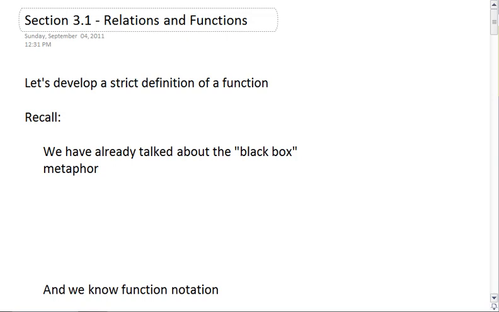Section 3.1, Relations and Functions. We've talked informally about functions up until now, but now we will develop a strict definition of a function.